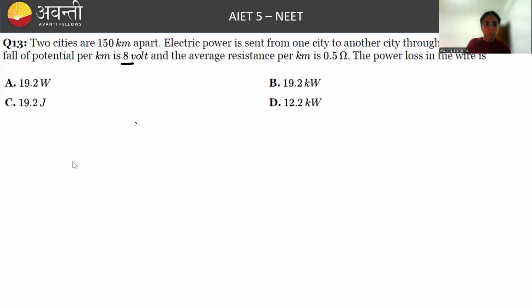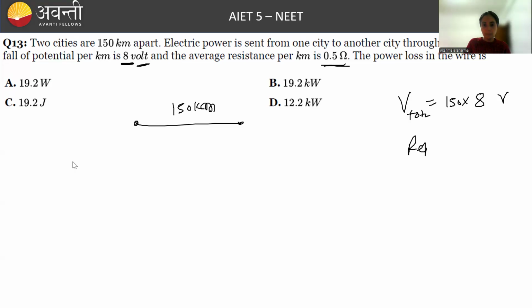Two cities are 150 kilometer apart. So two cities are there and they are 150 kilometer apart. Electric power is sent from one city to another city through copper wires. The fall of potential per kilometer is 8 volt. So per kilometer the fall of potential is 8 volt. So the total potential drop, if I talk about 150 kilometer, is this one. And the average resistance per kilometer is 0.5 ohms. So the total resistance for 150 kilometer is 150 into 0.5.